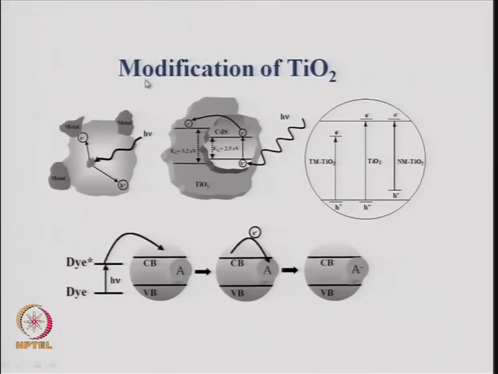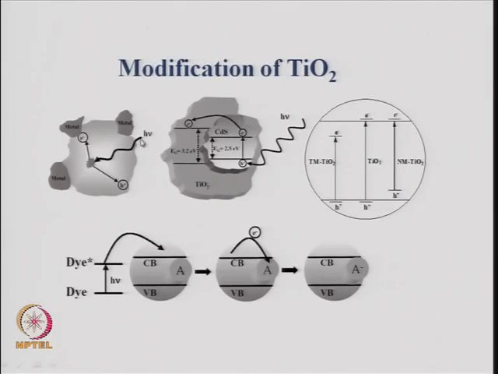Now, how do we modify TiO2? Because we just discussed that we want to modify TiO2, which is a UV light catalyst in general, but we want to use visible light. So, how do we modify this TiO2? By doping metals and metal oxides. And what happens when you dope metal and metal oxides to the band gap or to the valence band levels or to the conduction band levels?